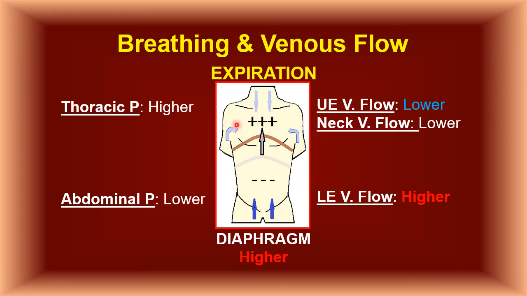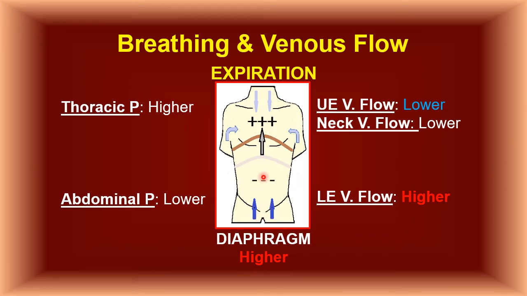So what happened to the flow in the upper extremities and from head and neck? Both are lowered. Why? Because the pressure here gets higher. So the thoracic pressure gets higher, the upper extremity flow gets lower, and the neck venous flow is lowered. Okay. On the other side, we have here abdominal cavity. Abdominal cavity, the pressure gets lower. What happened to the venous flow from the lower extremity is it gets higher.